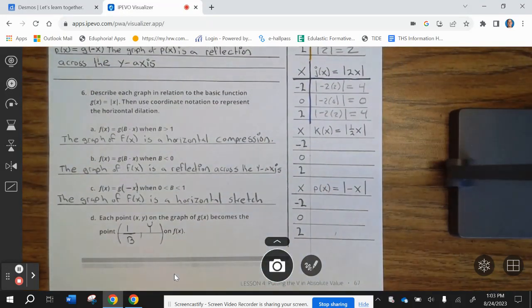Describe each graph in relation to the basic function g of x equals absolute value of x. Then use coordinate notation to represent the horizontal transformation. F of x equals g of b times x, where b is greater than 1. The graph of f of x is a horizontal compression. F of x equals g parentheses b of x when b is less than 0. The graph of f of x is a reflection across the y-axis. When 0 is less than b is less than 1, the graph of f of x is a horizontal stretch. Each point x, y on the graph of g of x becomes the point 1 divided by b, y on f of x.